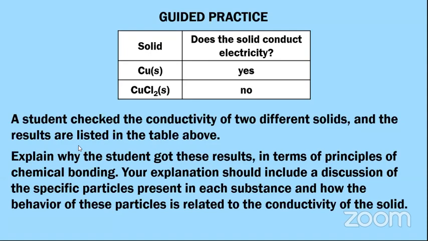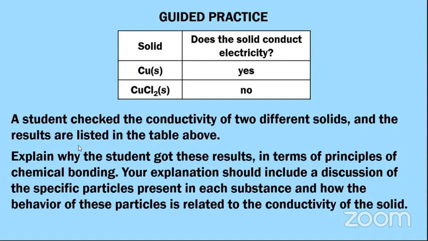Now, I added the next sentence because I know in my classroom, sometimes my students will give the following answer. Copper is a conductor of electricity. Why? Because it's a metal. Well, that's not really an explanation of the specific particles and how the behavior of these particles is related to the conductivity of the solid. So you have to go beyond saying it's a metal and that's why it's a good conductor.